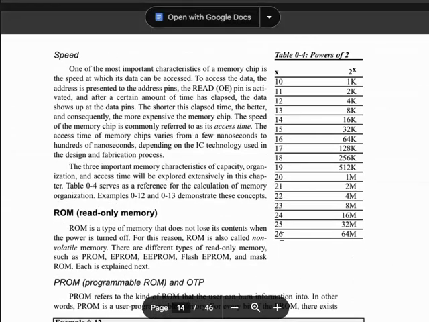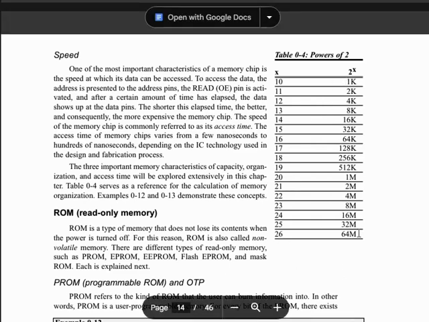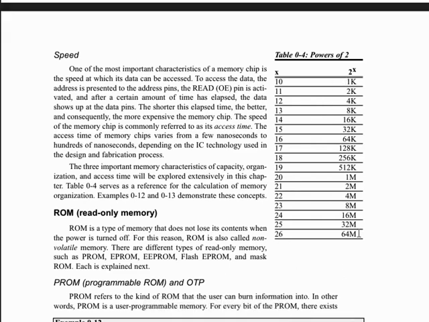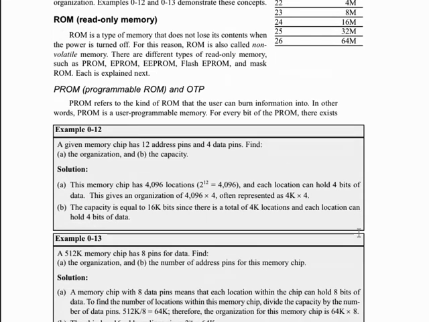Then this table tells the powers of 2. This tells the speed of the chips. Okay, then moving on to the ROM. ROM is the read-only memory, which is a type of non-volatile memory that stores data permanently. If we move on further, we'll see its types.